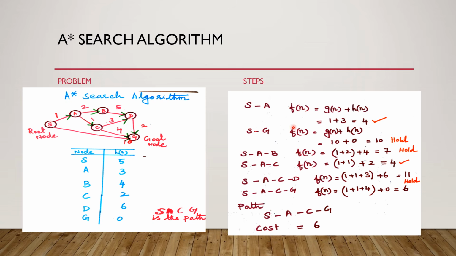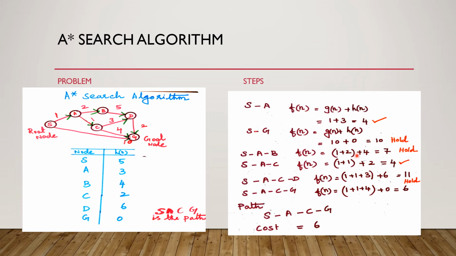Now we are expanding this path S to A. After reaching A, the successors of A are B and C. Two nodes are available, B and C. So now we can consider the two cases, S to A to B and S to A to C. S to A to B, S to A to C. So f of n is equal to 1 plus 2 plus 4.